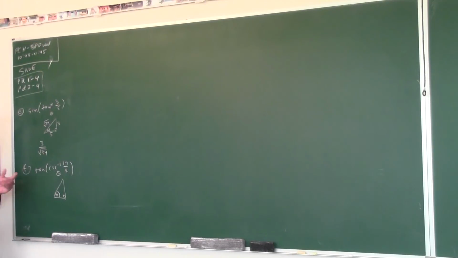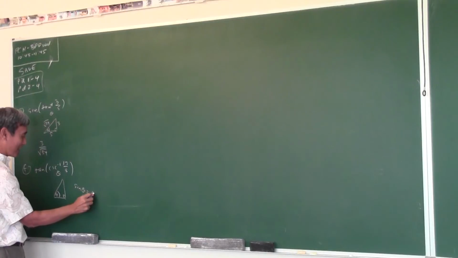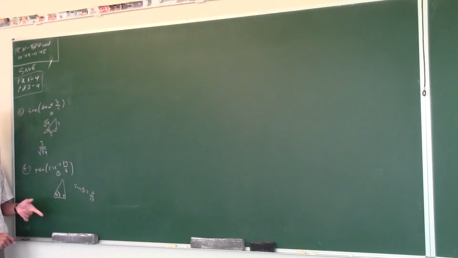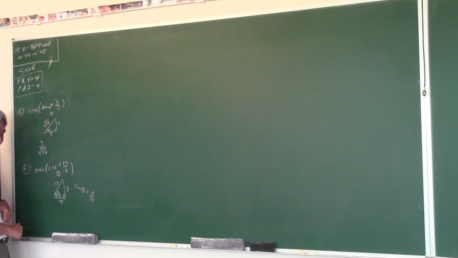Cosecant of what angle is 17 over 8? I don't like cosecant, so that's the same thing as saying sine theta is equal to 8 over 17. Okay, that I can handle. Sine is opposite over hypotenuse. And then if you use the Pythagorean theorem, 8, 15, 17. If you remember your Pythagorean triples, it'll save you time. Otherwise, you got to use the Pythagorean theorem.